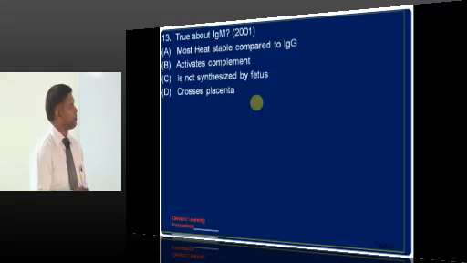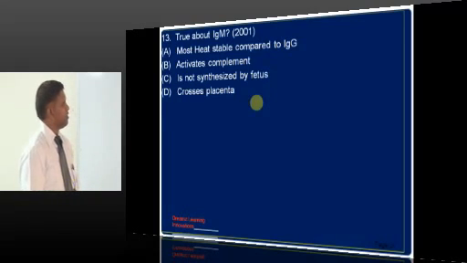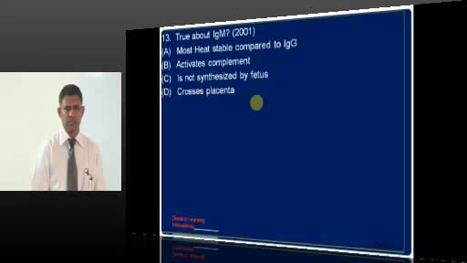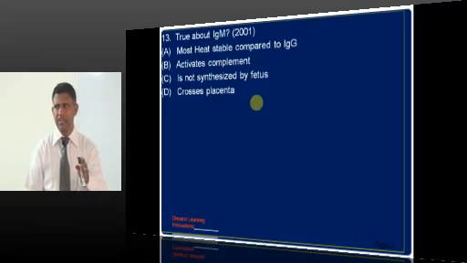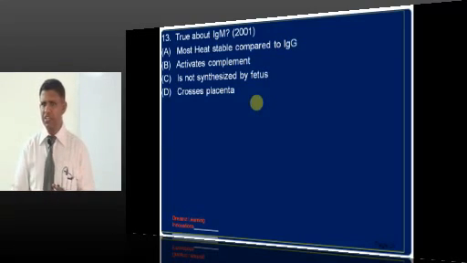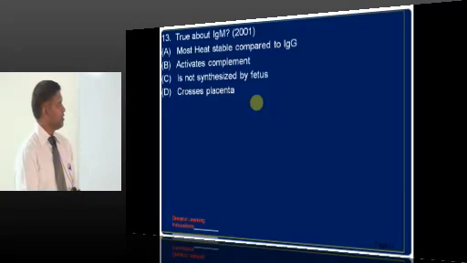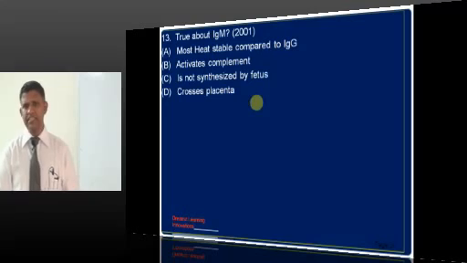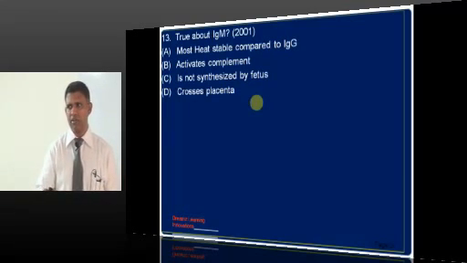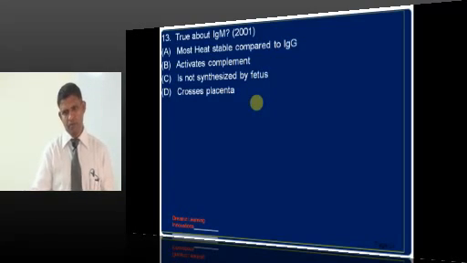True about IgM: most heat stable compared to IgG, activates complement, is not synthesized by fetus, crosses placenta. Let's go by the negativity rule first. Does IgM cross placenta? No. Is it synthesized by fetus? No, so "is not synthesized by fetus" is true. Activates complement? Yes, it might activate but not specific. Classical complement pathway or alternate pathway or mannose binding lectin pathway is not mentioned.